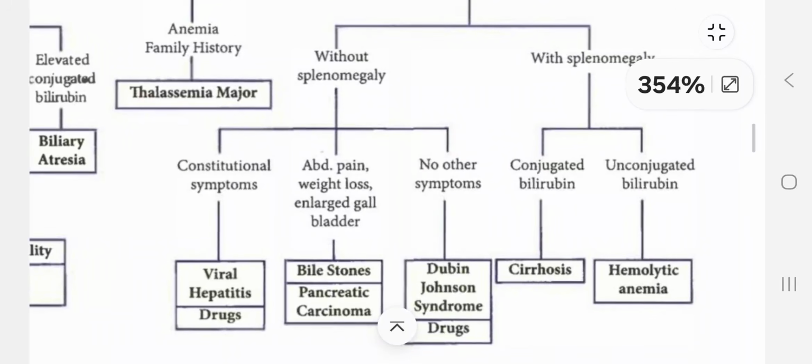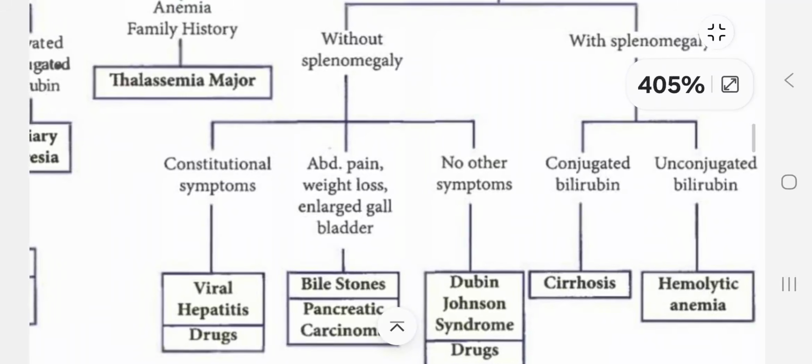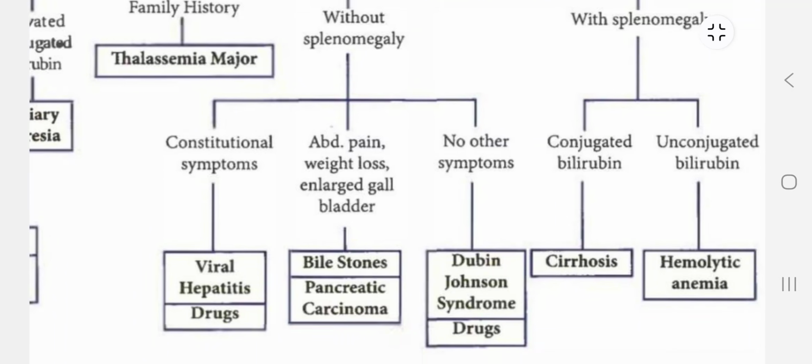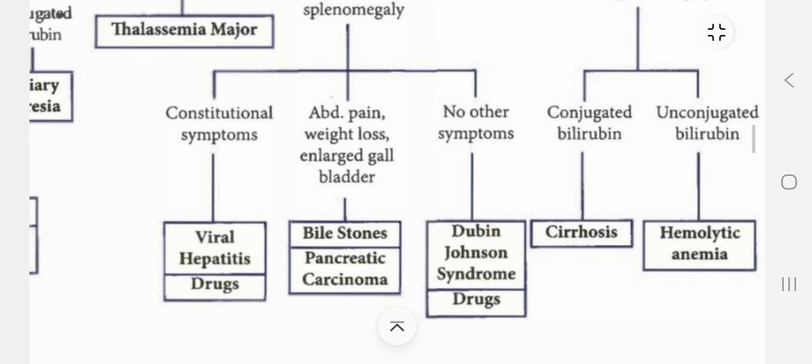In case of without splenomegaly, if constitutional symptoms like fever, myalgia, arthralgia or something like that are present, or there is a previous history of food intake, then you can suspect viral hepatitis, more generally hepatitis A and E in case of food intake, and B, C and D in case of blood transfusion or any other IV route. Then in case of abdominal pain, weight loss, and an enlarged gallbladder, you can look for bile stones and pancreatic carcinoma.